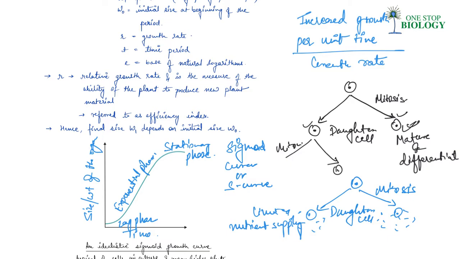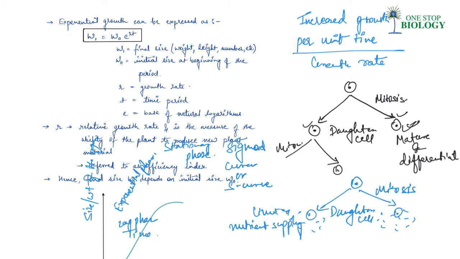Now what does exponential growth look like, right? So we can express it again as W1, which is the final size, the final weight, height, number, and everything, right? Which is equal to W0, the size at the initial phase, at the beginning of the period, this initial size. And then it is exponential. So basically e, the base of all natural logs, to the power r t. Again, r is the growth rate and t is the time of growth. So here you see how it can be expressed, right?